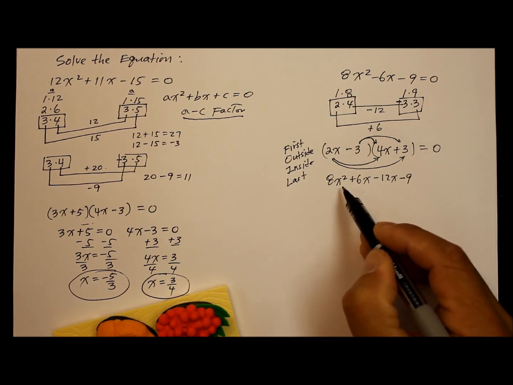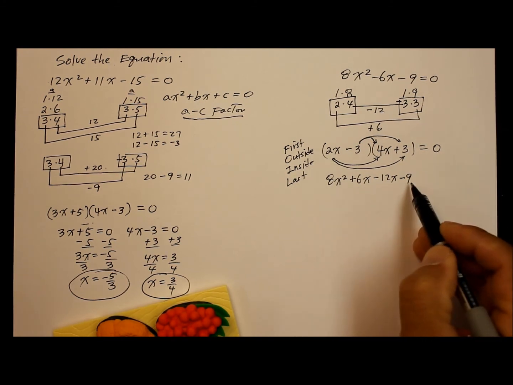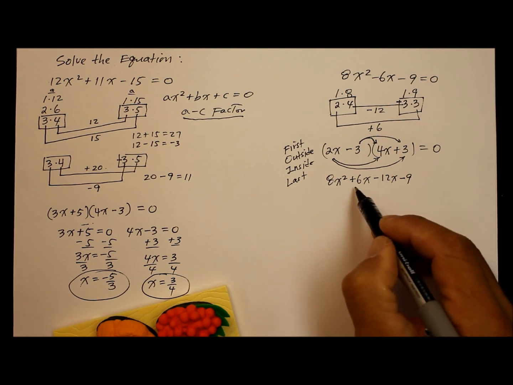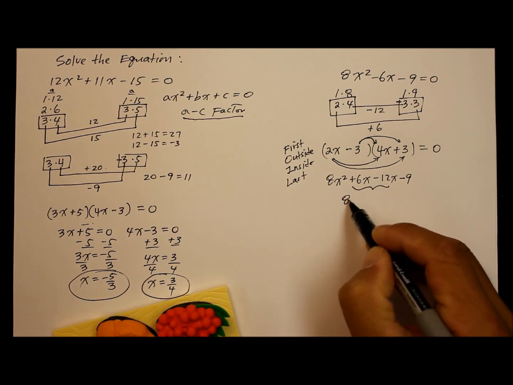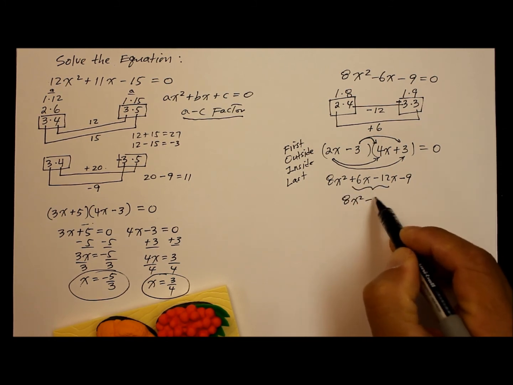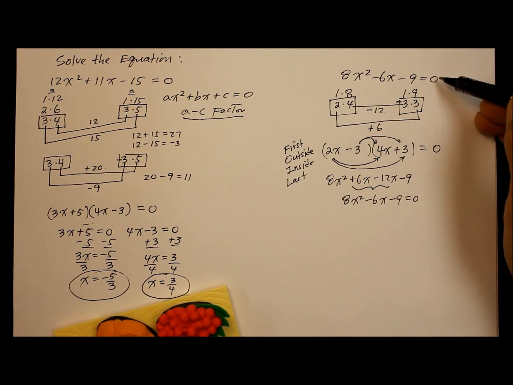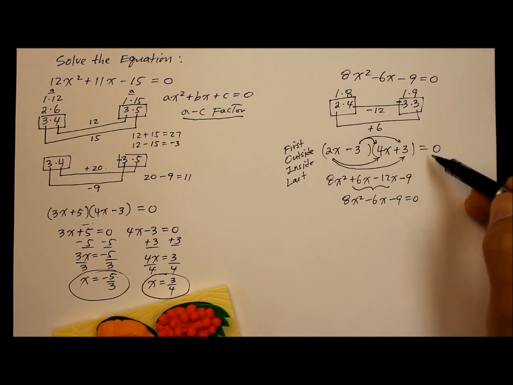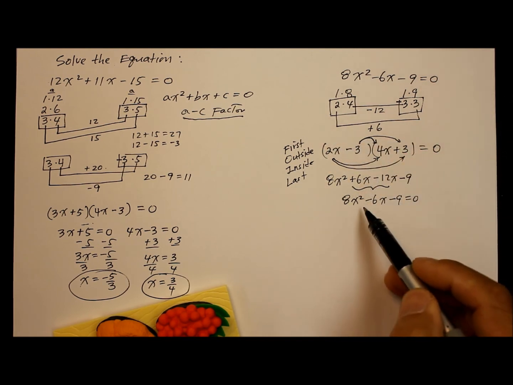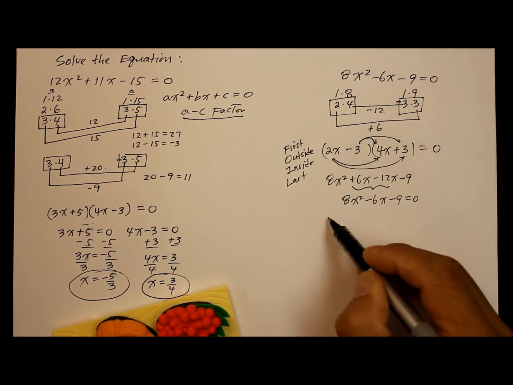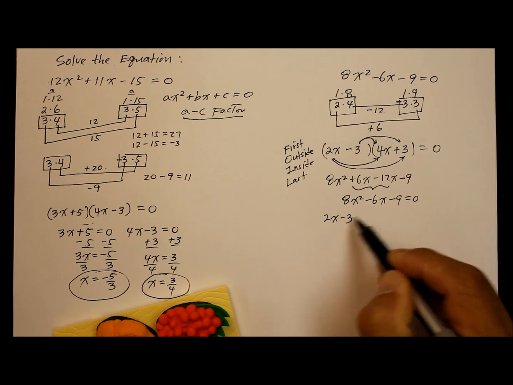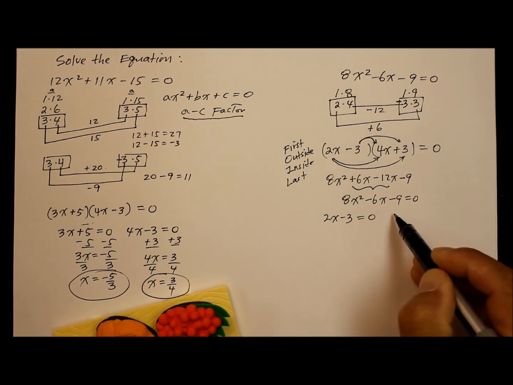And anytime you do a distributive property of two binomials, or the FOIL method, you have to combine the middle terms together. Look what you get. 8x squared minus 6x minus 9 is equal to 0. And that's what you have to start with. I just did this to show you that it is the proper factor form. So now you're going to take those binomials and set them to 0 to solve for x.